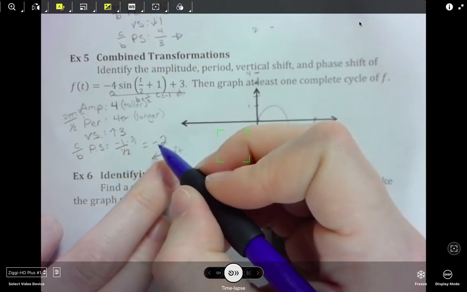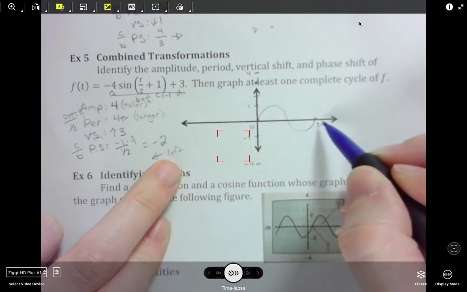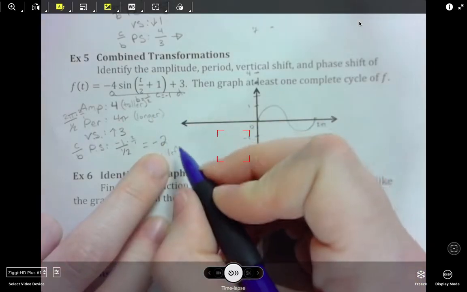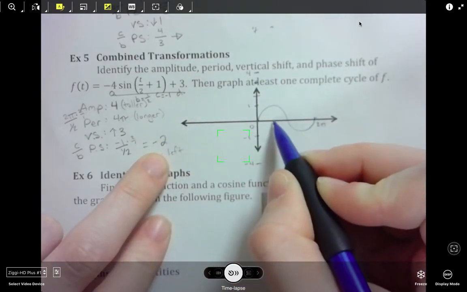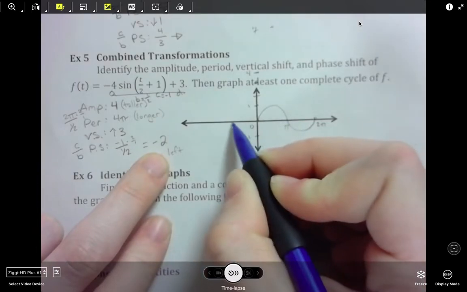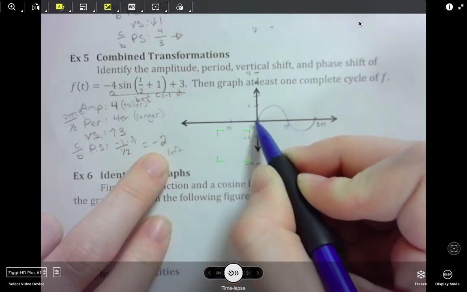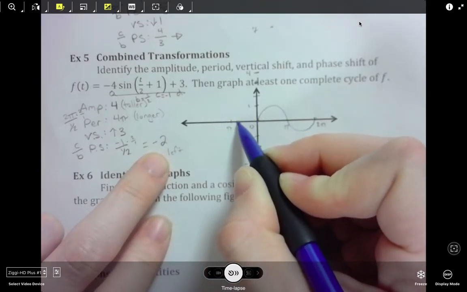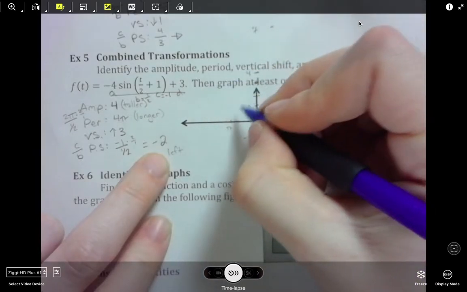Now, 2 units to the left, since I'm dealing with pi's over here, 1 pi is 3.14, so he's not quite a whole pi shifted to the left. Here's where pi would be. So I'm shifting him to the left a value of 2, which is not quite 3.14. So a value of 2 would be about right here, where I'm going.